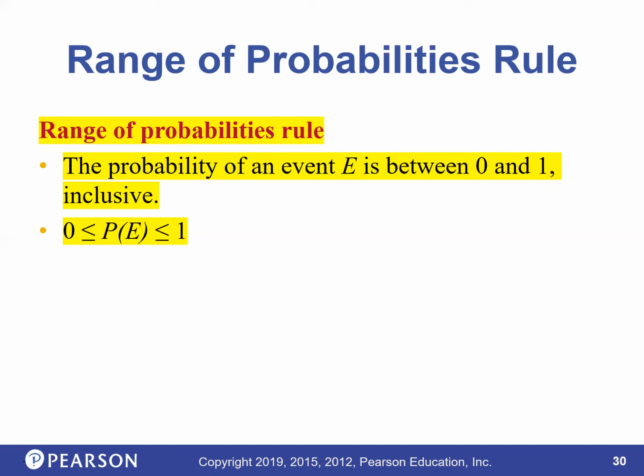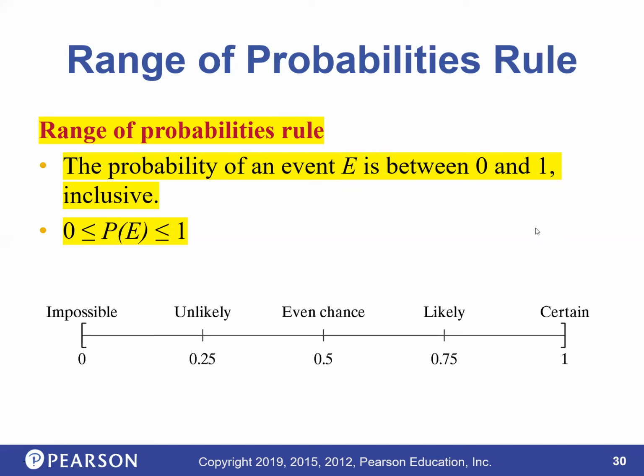So probabilities are always between 0 and 1. That's the first step. Second step is the way we normally think about them right here. So if something is impossible, it has a probability of 0. That's the only time you can say that's impossible.